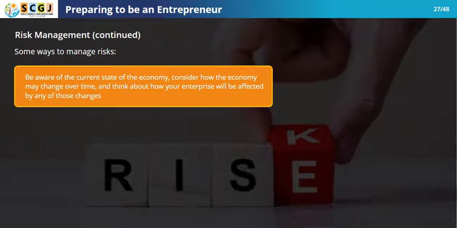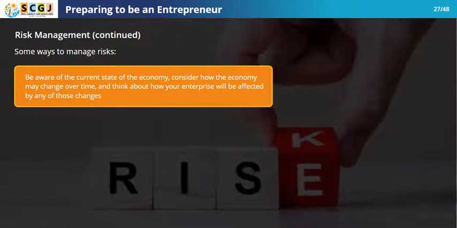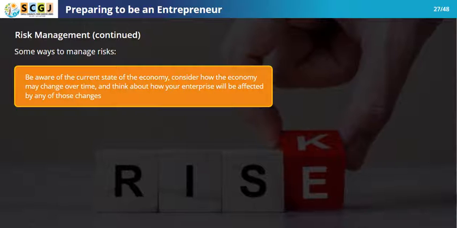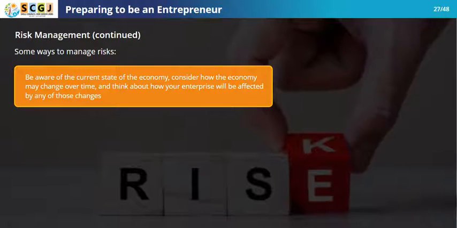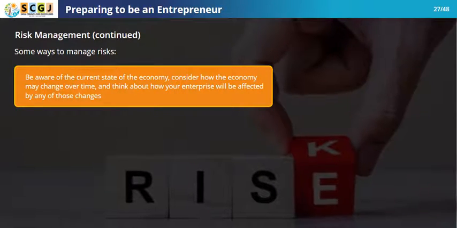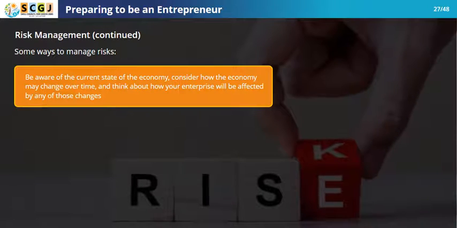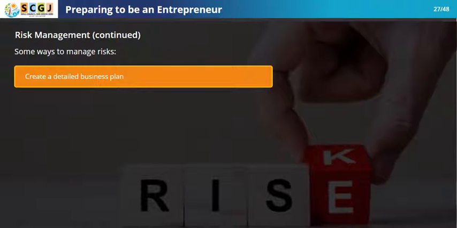Be aware of the current state of the economy, consider how the economy may change over time, and think about how your enterprise will be affected by any of those changes. Create a detailed business plan.